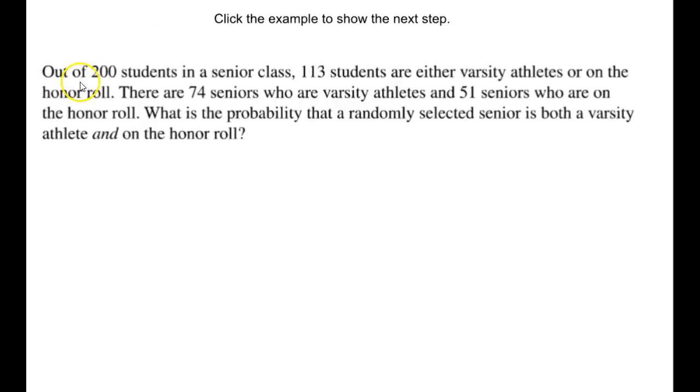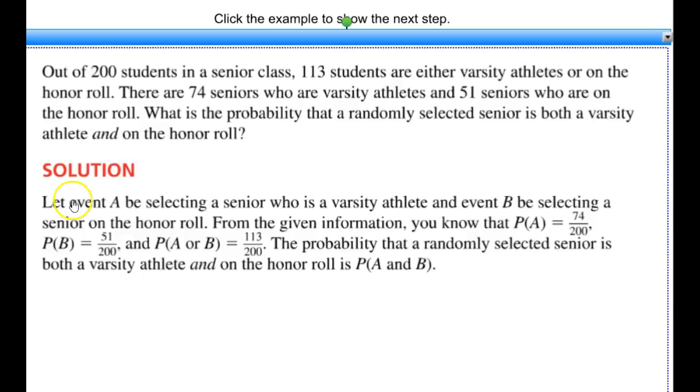So now here's our next example. Out of 200 students in a senior class, 113 were either varsity athletes or on the honor roll, so one or the other. There are 74 seniors who are varsity athletes and 51 seniors who are on the honor roll. What is the probability that a randomly selected senior is both a varsity athlete and on the honor roll?